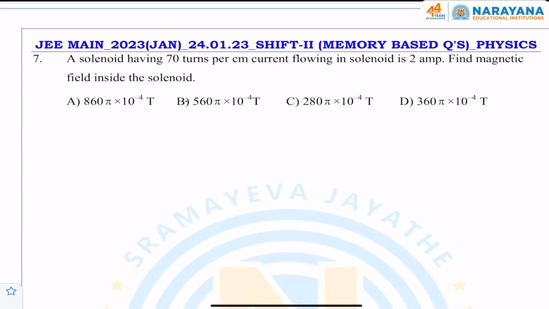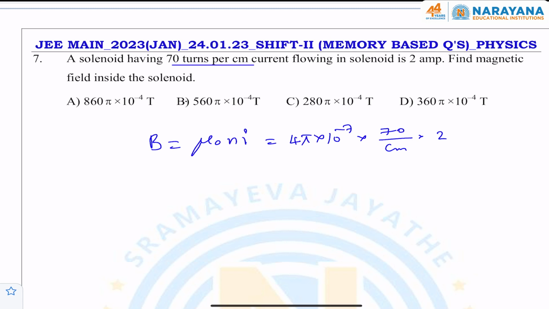Next, 7th question. Solenoid having 70 turns per centimeter, current flowing in solenoid is 2 ampere. Find magnetic field inside the solenoid. It is a direct question, but only thing is it is given turns per centimeter, not meter. General expression for magnetic field inside the solenoid is mu naught N i. We know that the value of mu naught is 4 pi into 10 power minus 7 SI units. Number of turns per unit length given is 70 per centimeter, current is 2 amperes.